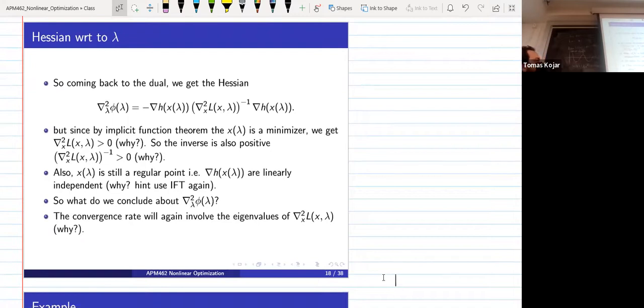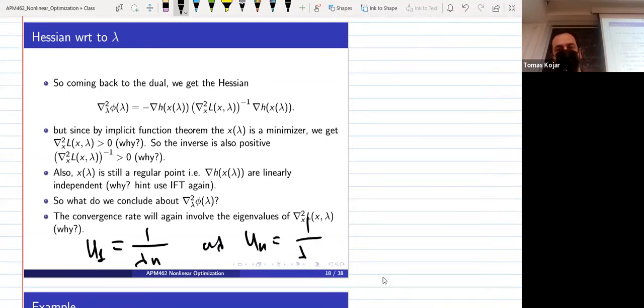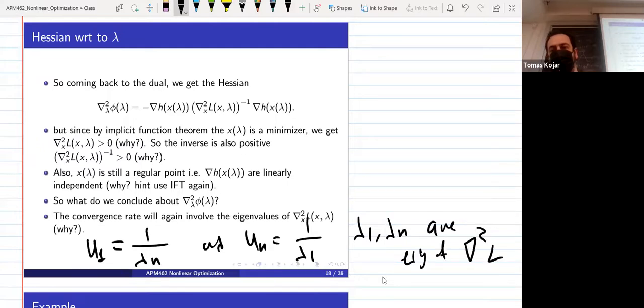We'll do this by Thursday. We'll get that the convergence rate depends on the eigenvalues of the Hessian, because as Yiming said, the top and the biggest eigenvalue of the inverse. U1 will be 1 over lambda n, and UN will be 1 over lambda 1, where lambda 1, lambda n are eigenvalues of the Hessian of the Lagrangian, right? Good.